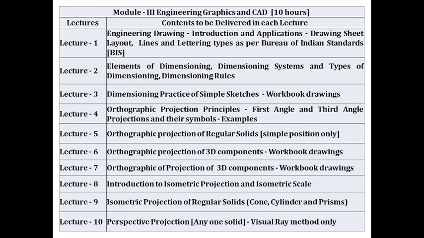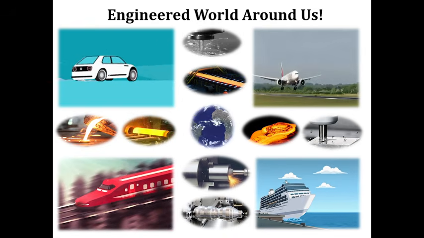Module contents. This module consists of 10 lectures. We will begin with the basics of engineering drawing, drawing sheet layout, lines, and lettering. Then we will study dimensioning, including the rules and standards followed in engineering drawings. Next, we will learn orthographic projection, first angle and third angle projection methods, followed by projection of solids. Towards the end of the module, we will study isometric projection, perspective projection, and gain an introduction to CAD. Each lecture builds upon the previous one, so regular practice is very important. Next slide. Engineered world around us.